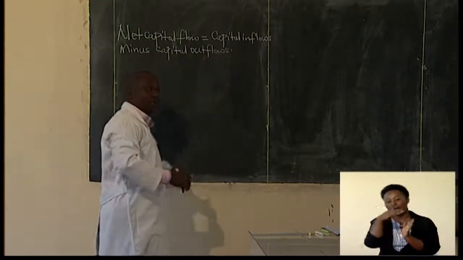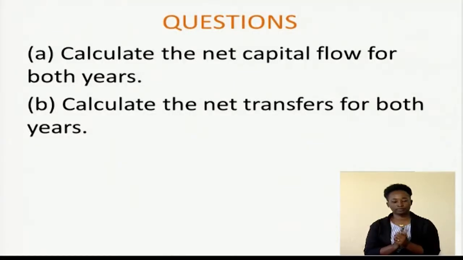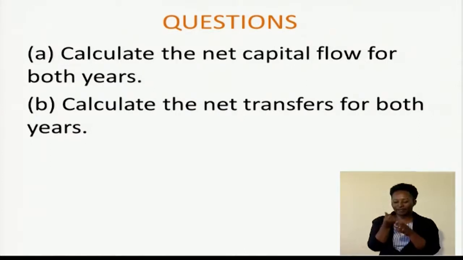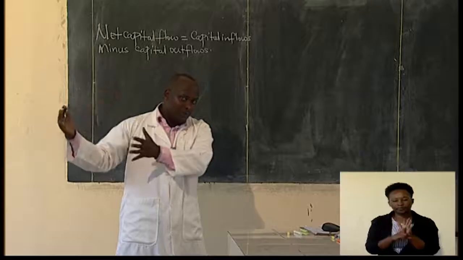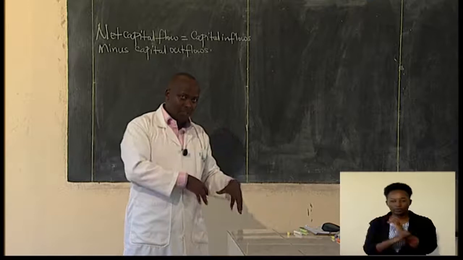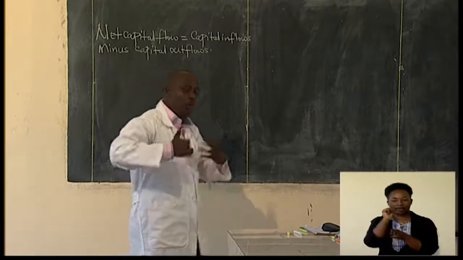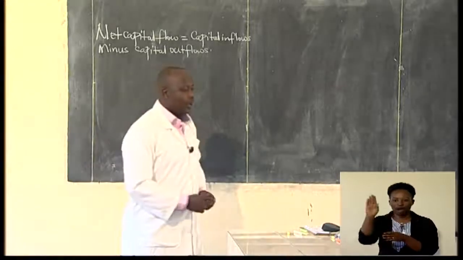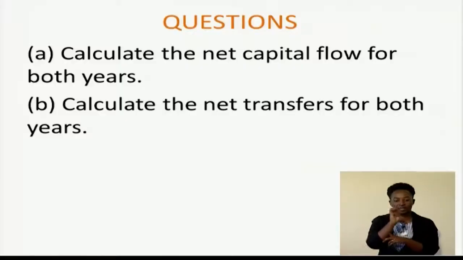Capital flows in form of loans, capital flows in the form of foreign investments. A capital inflow is what a country receives, what comes into the country, in the form of a loan, or people coming from other countries and investing into the country, foreign investments. And capital outflows is what goes out of the country. To get the net capital flow, we get the capital inflows minus the capital outflows.